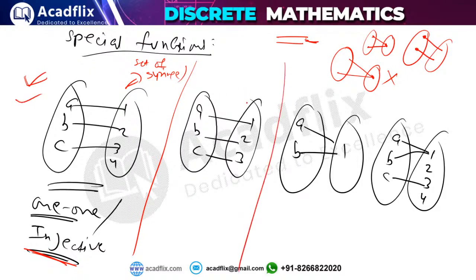Let's see this function. This function is also one-one. Why? Because different elements are related to different elements. You can see different elements are related to different elements.